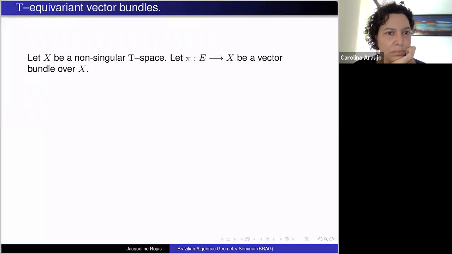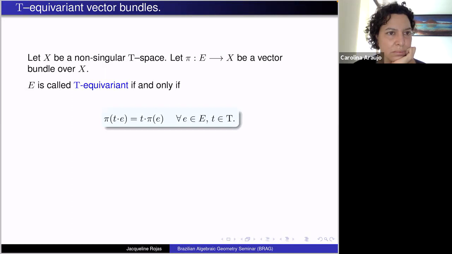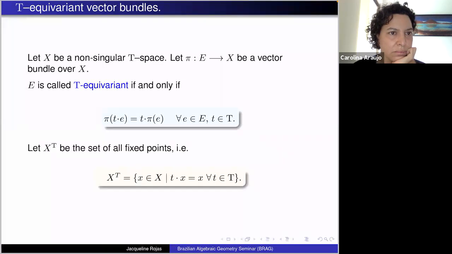Some more definitions are about the vector bundles that we use. If X is a non-singular space and you have p from E to X a vector bundle over X, we call E G-invariant if and only if p acting on T_p E is equal to T_p pi E for every element in E and every element g in G. We will denote by X^G the set of fixed points on it.